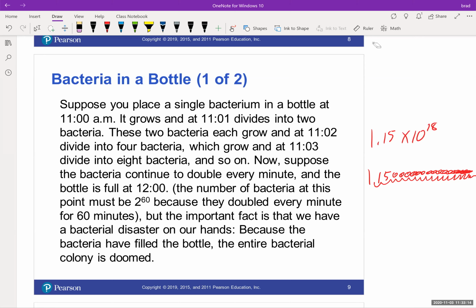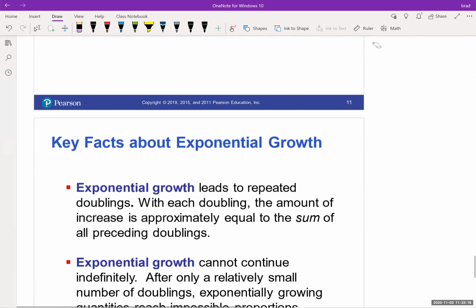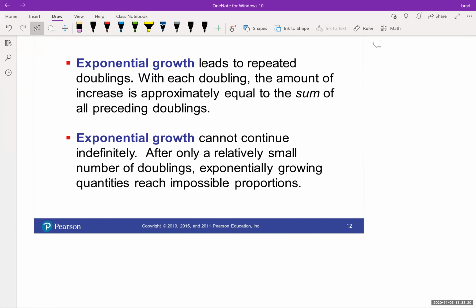Because the bacteria have filled the bottle, the entire bacterial colony is doomed. So that's what this is talking about right here: exponential growth cannot continue indefinitely. Eventually, something has to slow down. So populations and everything grow exponentially, but that's because we're not at the point where it is indefinite, right? We're keeping track. It just can't continue forever though.